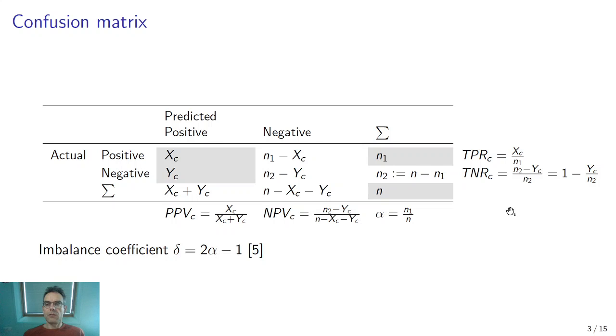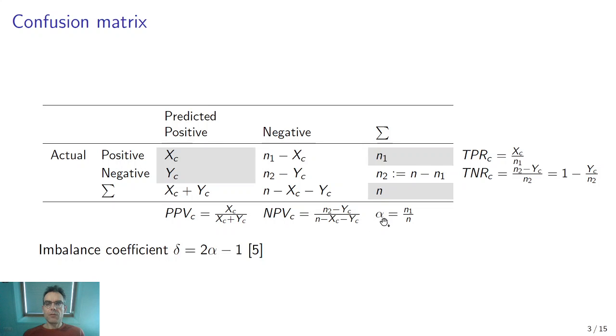The most common ones are the true positive rate and true negative rate, and the positive predictive value and the negative predictive value. True positive rate is also called sensitivity or recall, and the true negative rate is specificity. Positive predictive value is also called precision.